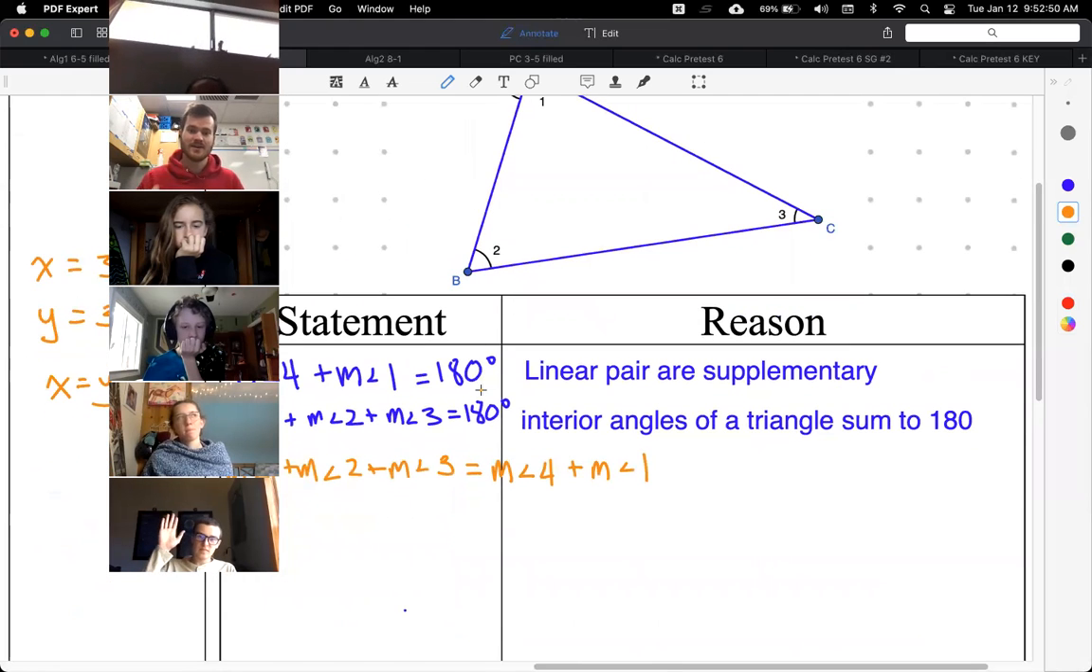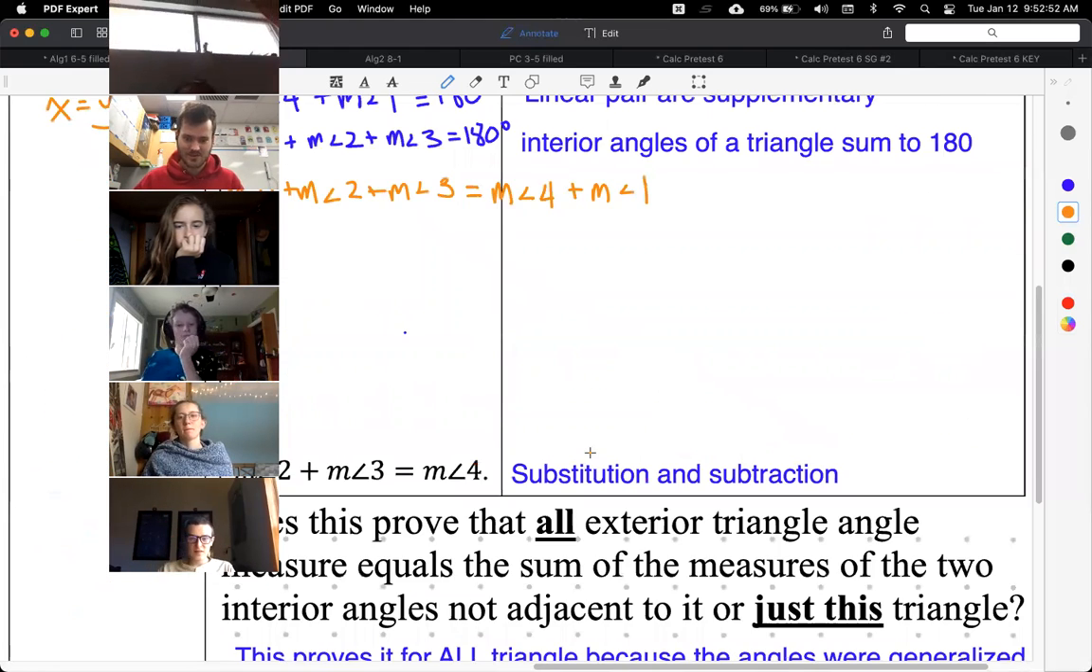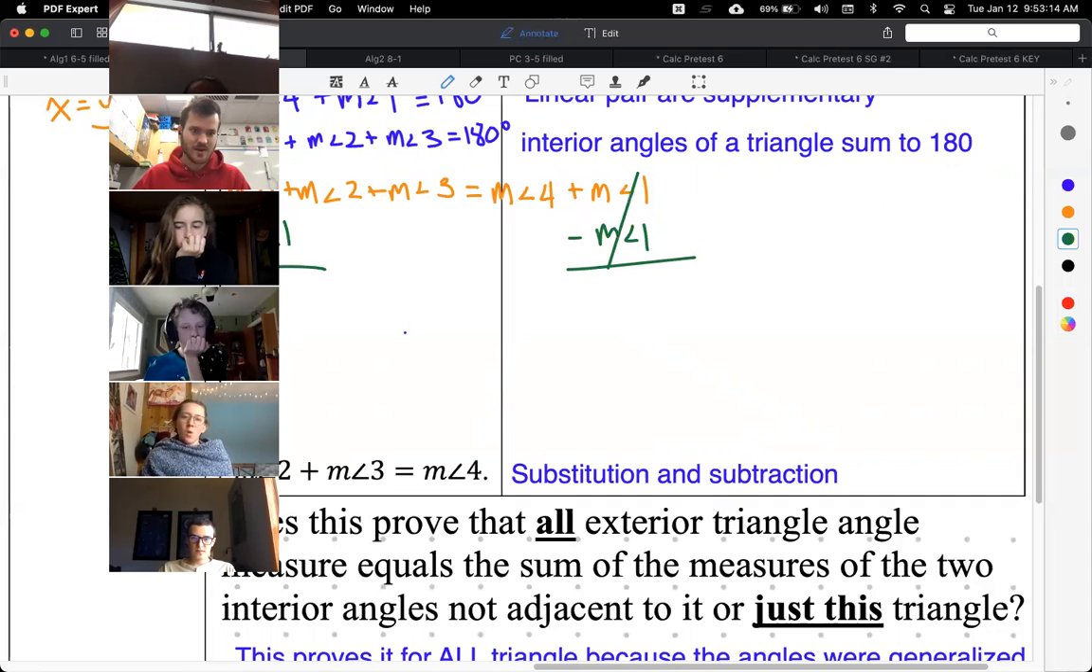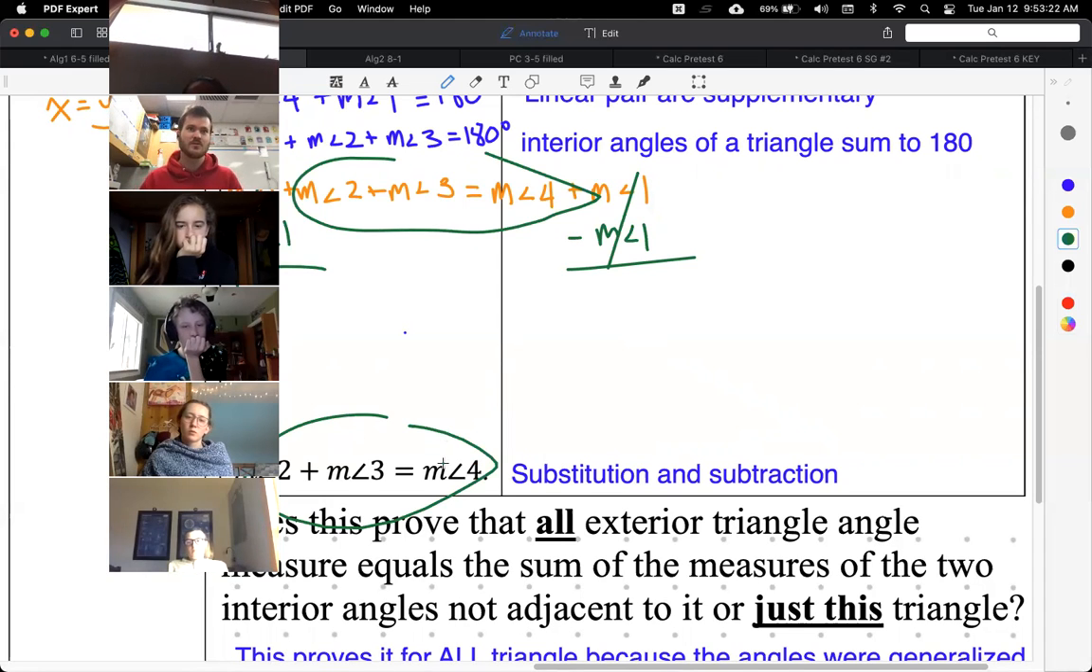Okay, and then here is the final step. Remember, what we just did is called substitution. And as I told you, Wyatt did substitution and he did subtraction. Let me do the subtraction for you right now. Wyatt said, hey, there's a measure of angle 1 on both sides. Subtract measure of angle 1 from both sides. So minus measure of angle 1, minus measure of angle 1. And what's left over? Well, just cross them off. And look, you have exactly this line right here: measure of angle 2 plus measure of angle 3 equals measure of angle 4. We're done.